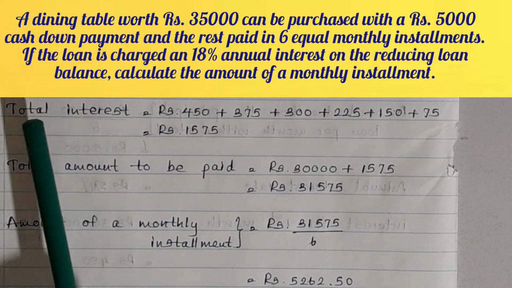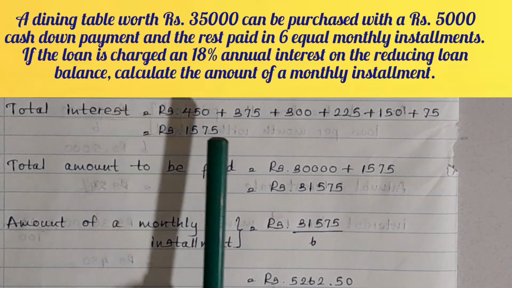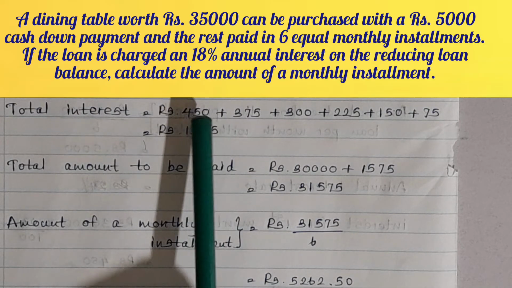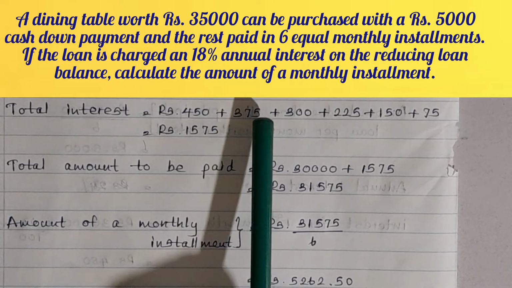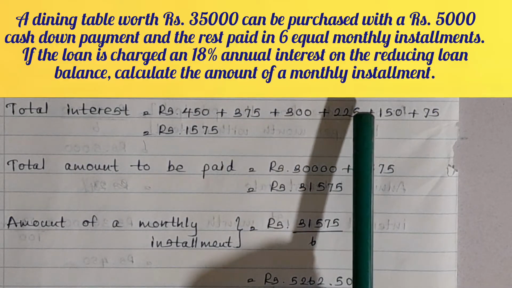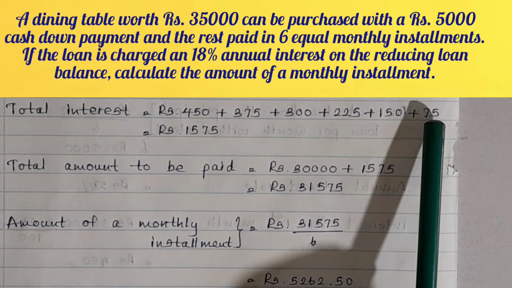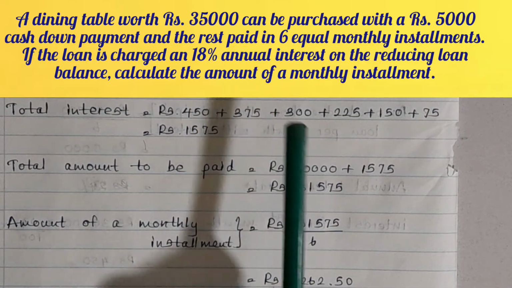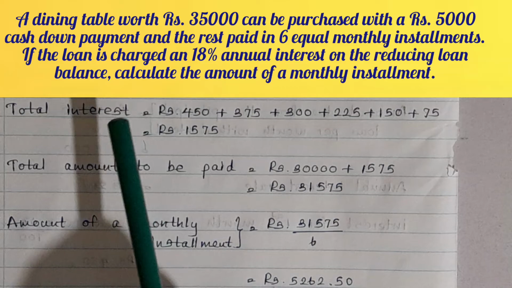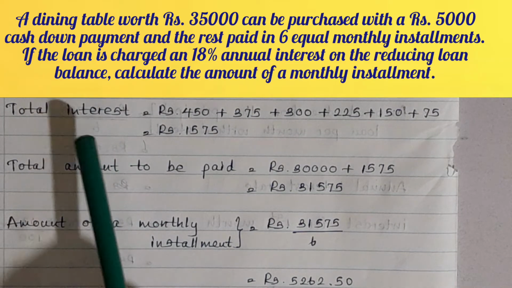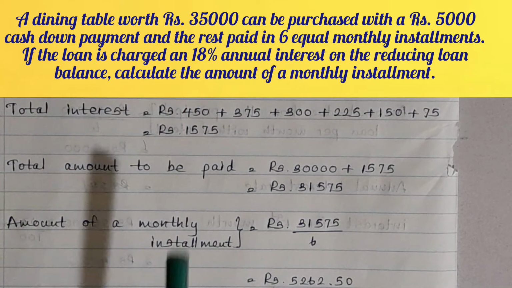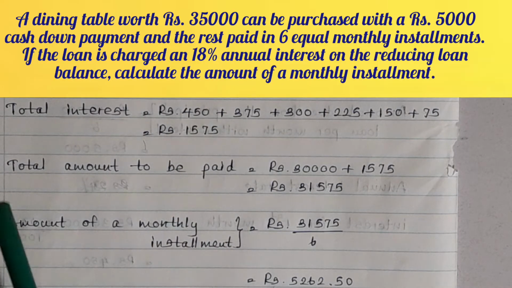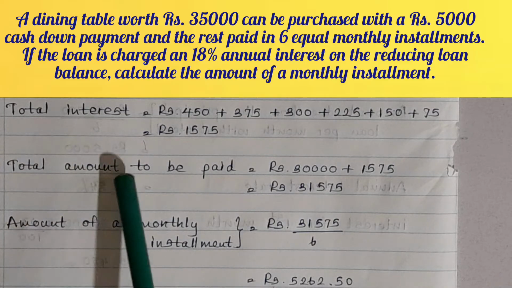Now we can find the total interest by adding 450 rupees, then 375, 300, 225, 150 plus 75. Those are the interests for each month from the first month to the 6th month. So the total interest becomes 1575.